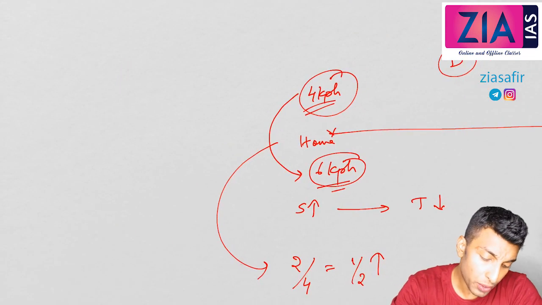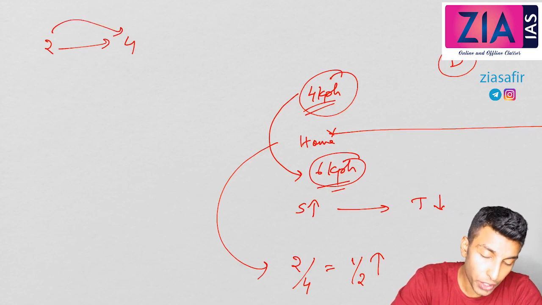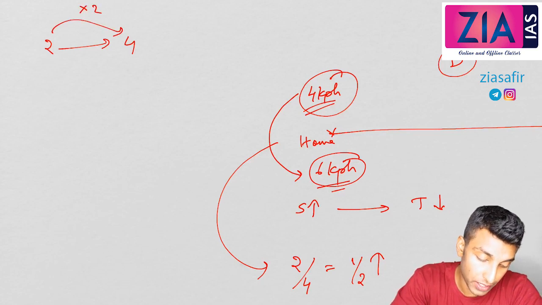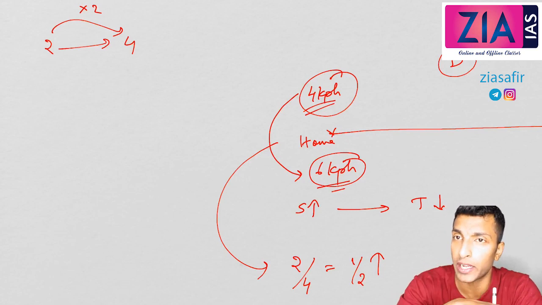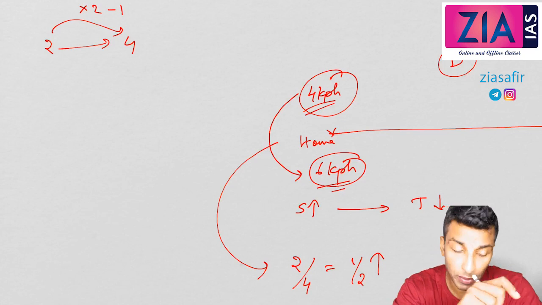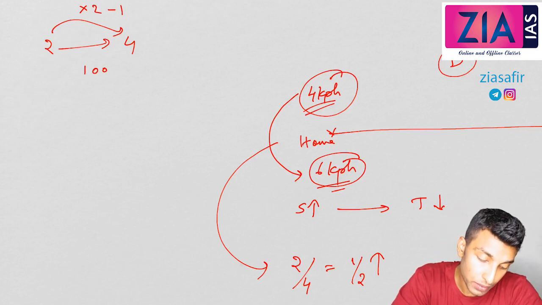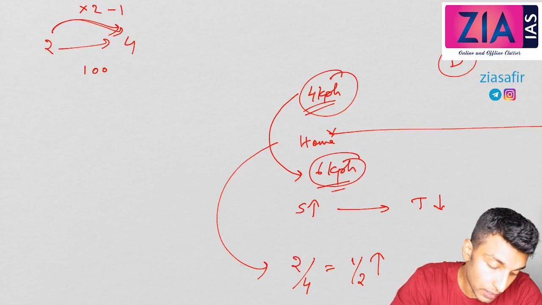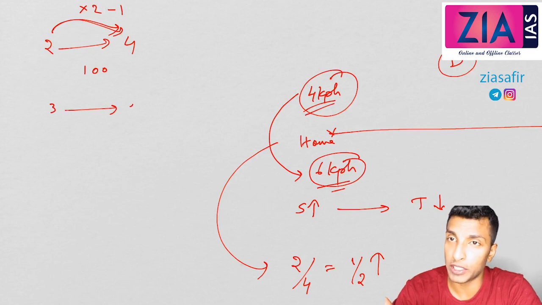Or how do you calculate this percentage faster? Let's say 2 to 4. What you need to do is take the factor of multiplication here. Multiplied by 2, you will get 4. 2 into 2, you'll get 4. Or 4 by 2, you'll get 2, right? So take the factor of multiplication, minus 1, you will get 1. Add 2 zeros. This is in the case of 2 to 4. So 2 to 4, you get 100% increase.